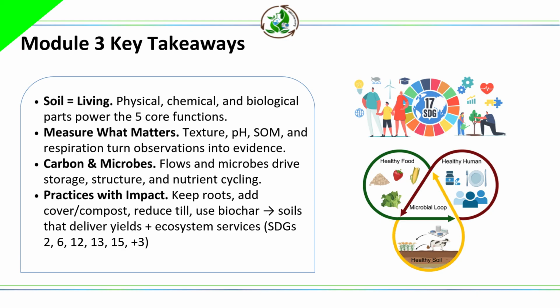Cultural practices make it happen. Keep roots in the ground via cover crops or no-till, add organic matter via compost or biochar, and reduce disturbance. These practices help soil deliver both food and ecosystem services. And they tie directly into sustainable development goals like zero hunger, clean water, and climate action. Remember, each thing we do, from measuring soil to cover cropping, helps the soil support people and the planet.